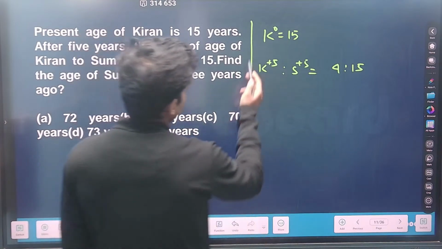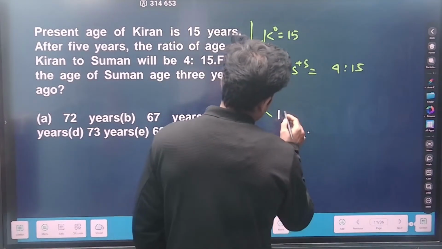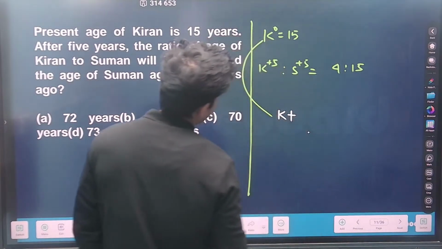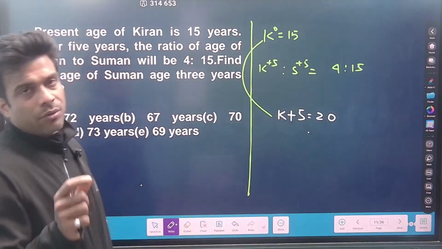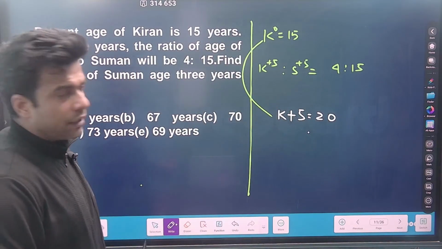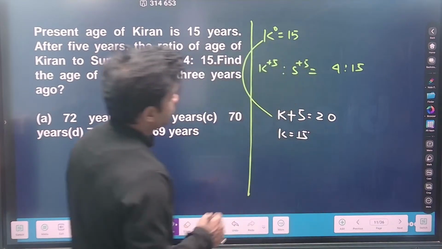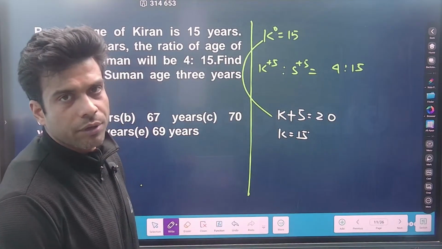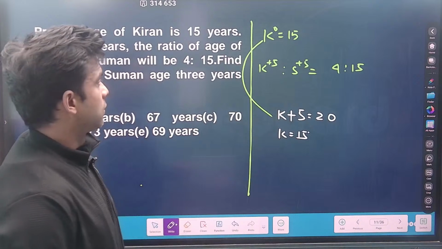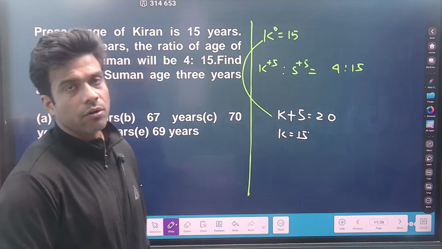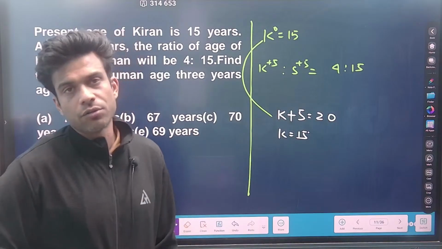Now see, if you look over the logic, can I also deduce that after 5 years from present Kiran would be 20? Yes or no? Because I'll add 5 to Kiran's 15, that would become 20. Correct? I hope you're getting this. Till now it is clear? Just see how I am solving the question, okay?